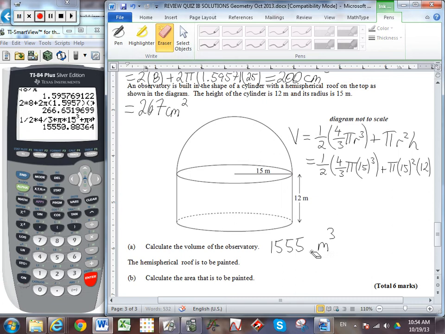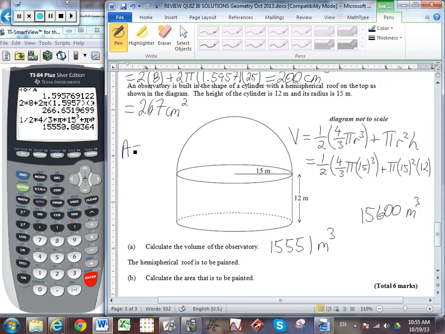15,551, isn't it? If I'm going to go to the nearest meter cubed. It didn't tell us how to round, so as long as I've got more than 3 significant figures, you're okay. If you did want to go to 3 significant figures, I guess you'd be up at 15,600 meters cubed. Just make sure you include the units. Now, the hemispherical roof is to be painted. We need to calculate the area that is to be painted.